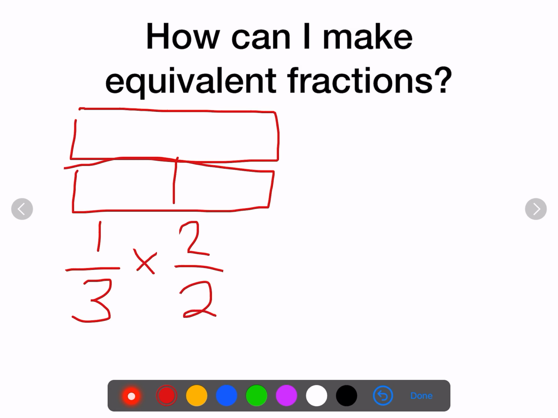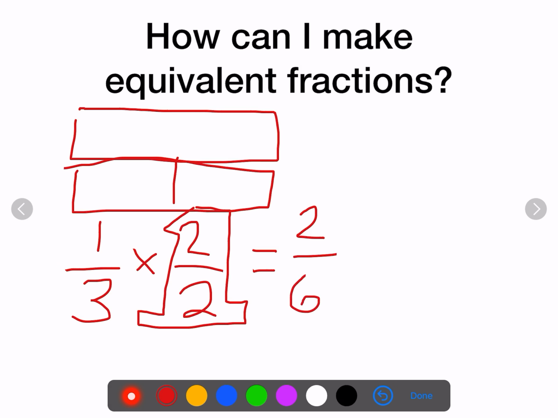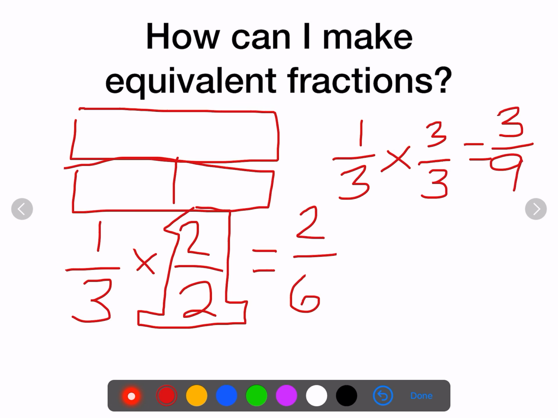2/2. Because if you remember, when you multiply by the same numerator and denominator, it's the same as multiplying a fraction by 1. So 1/3 would be equal to 2/6. You could also multiply 1/3 times 3/3. As long as you're multiplying by the same numerator and the same denominator, you're going to have an equivalent fraction. So 1 times 3 is 3, and 3 times 3 is 9. So 3 equivalent fractions would be 1/3, 2/6, and 3/9.